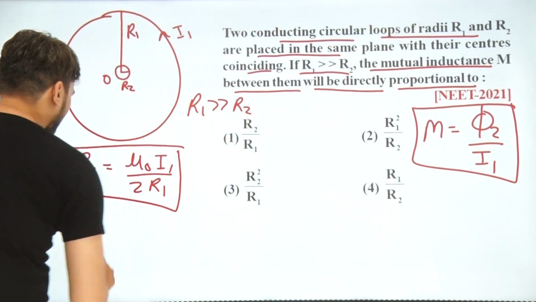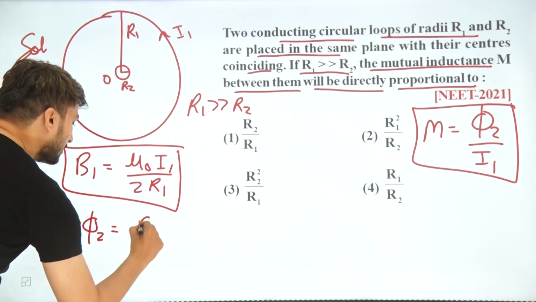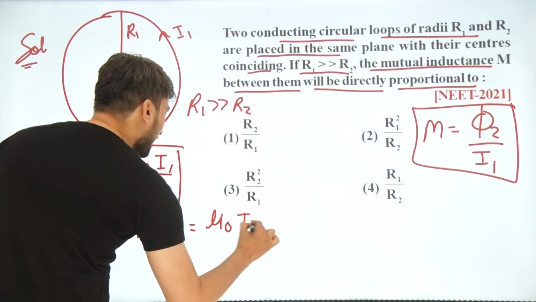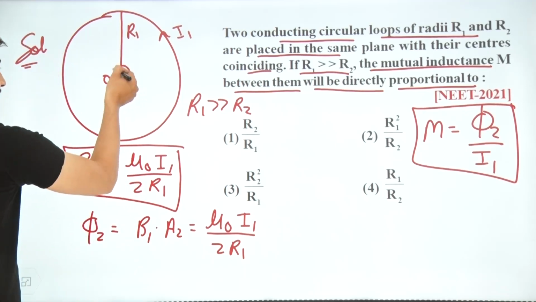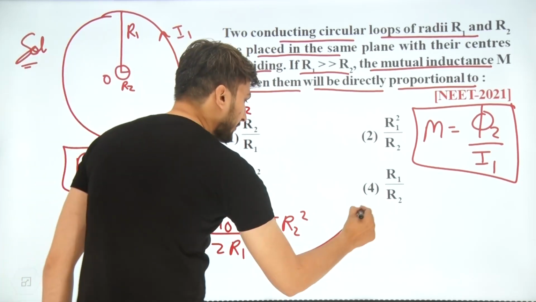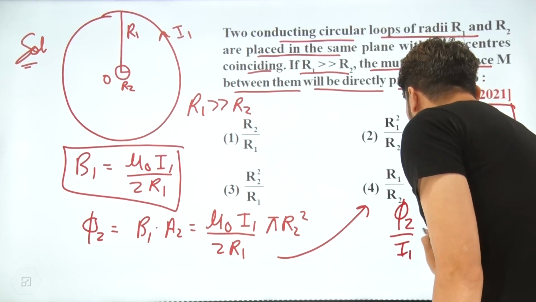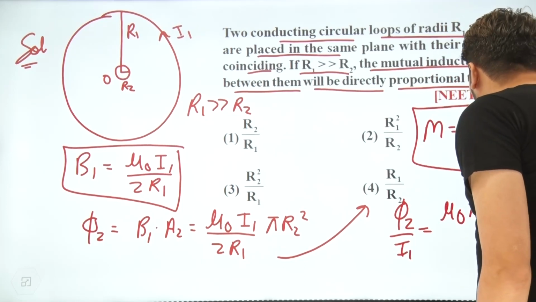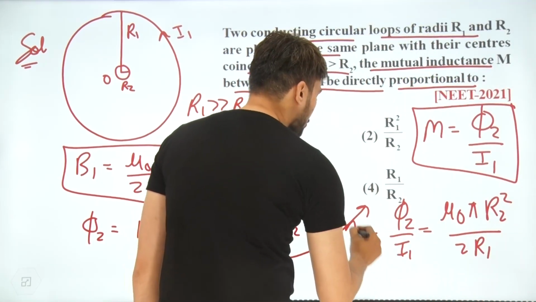That means the flux passing through the second coil, phi 2, is equal to B1 dot A2. B1 is mu naught I1 upon 2 R1 and A2, the area of the second coil, is pi R2 square. Now phi 2 upon I1 is calculated as mu naught pi R2 square upon 2 R1. So this is our mutual inductance.